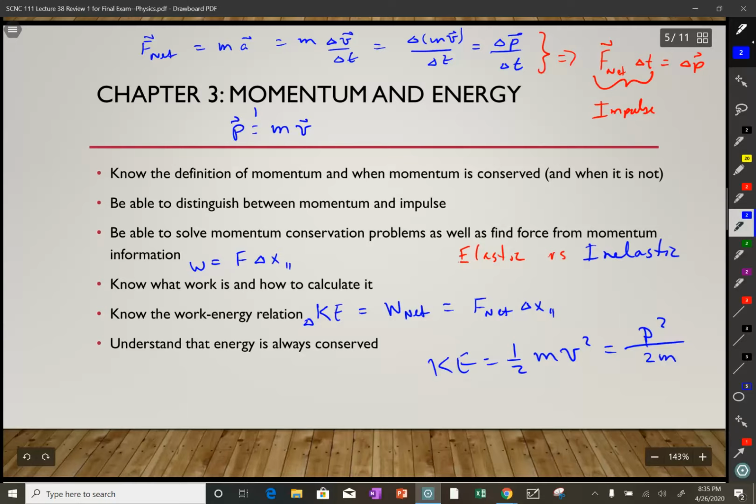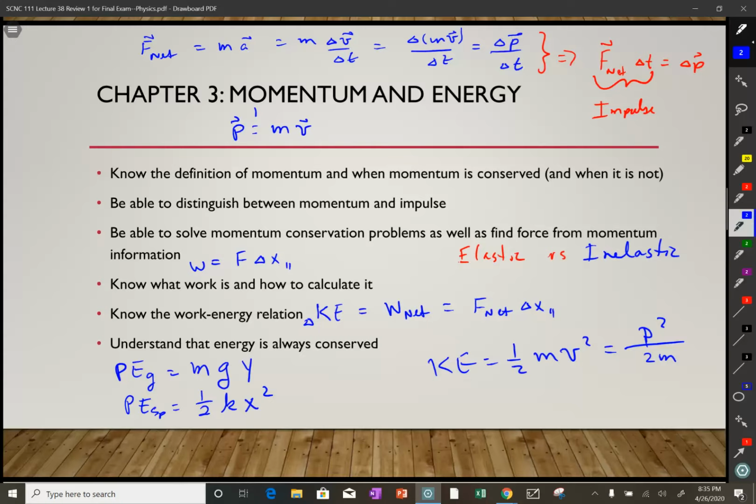So we have kinetic energy, energy in motion. We also have potential energy, which is energy based on position. Potential energy due to gravity was mass times acceleration of gravity times the elevation. Or the potential energy in a spring was equal to 1/2 the spring constant times the amount the spring is stretched squared. So potential energy is energy based on position.